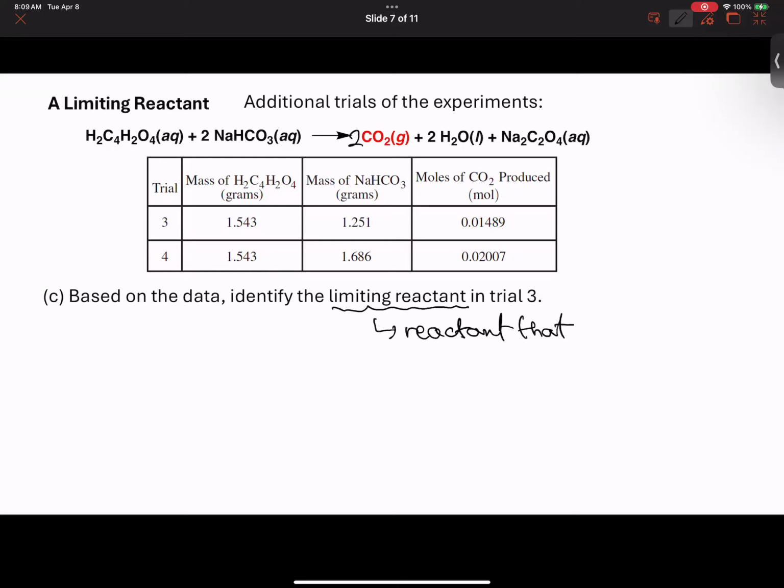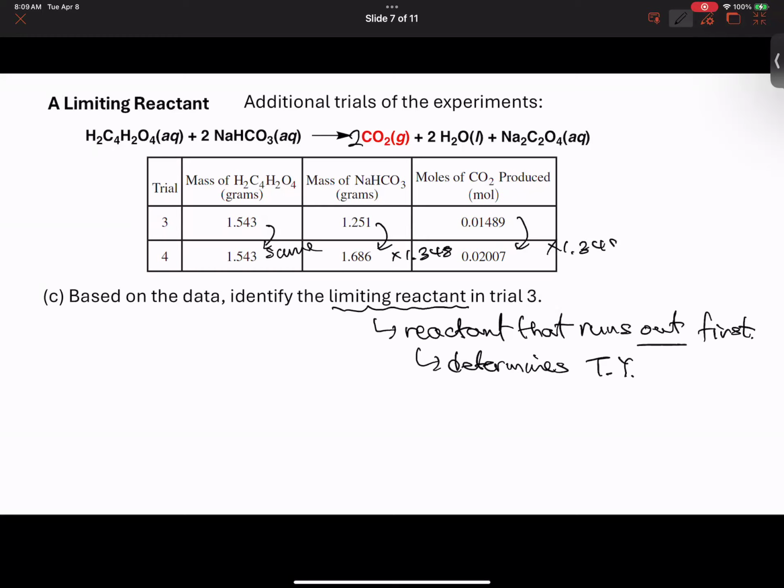In a chemical reaction, as the reaction proceeds, the limiting reactant runs out first, and it determines the theoretical yield. So it determines yield, the theoretical yield; that's the limiting reactant. Now let's look at the data. Here the mass of maleic acid in trials 3 and 4 is the same, but the mass of sodium bicarbonate is increased by 0.348 times. And then look at the moles of CO2. This is again increased by 1.348 when you take the ratio.